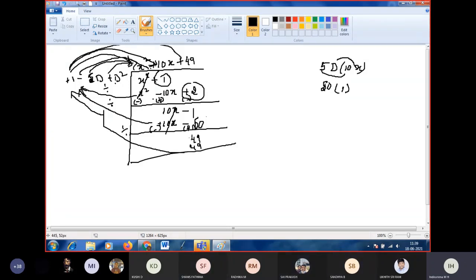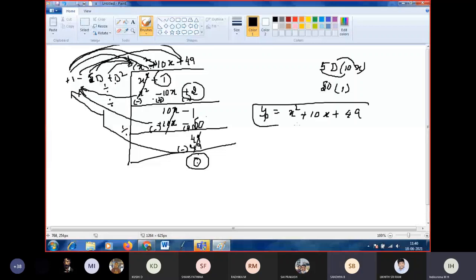I already wrote it. What's the differentiation of the 49 next term? 0. Only one term. Change the sign. What did you get as the remainder? 0. So if you get remainder 0, then what is your YP? Your quotient will be your YP. YP is equal to x square plus 10x plus 49. Did you clear now?